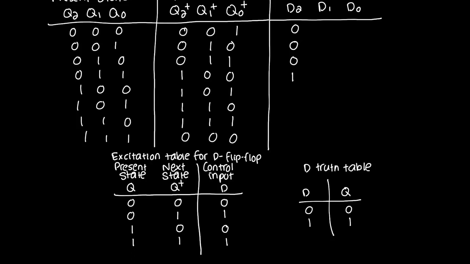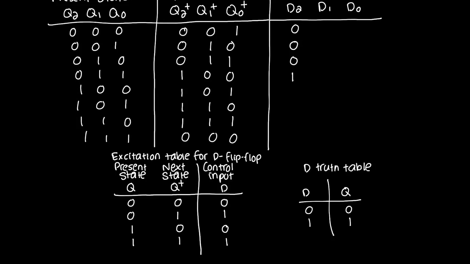But we're going to go through this logically, and we're not going to take any mental shortcuts. Only when you feel comfortable enough can you take these shortcuts. So we're going to look again at this row. We're going to see that present state Q is 1. The next state Q is also 1.